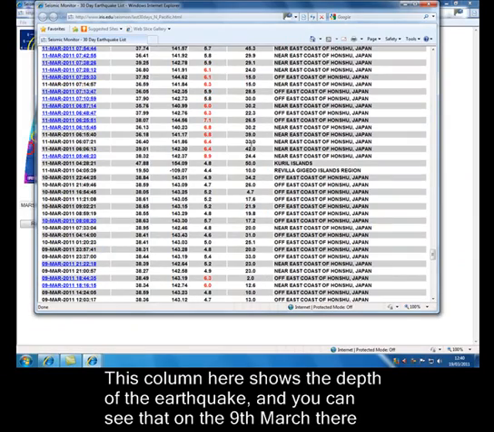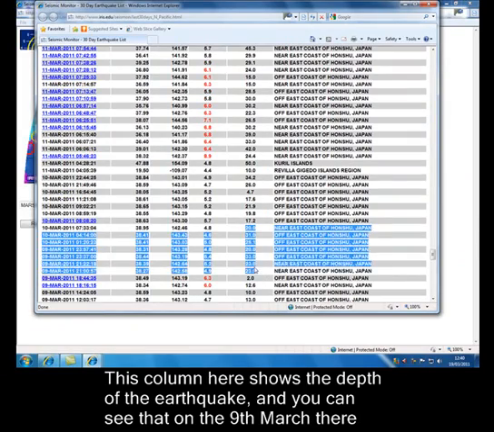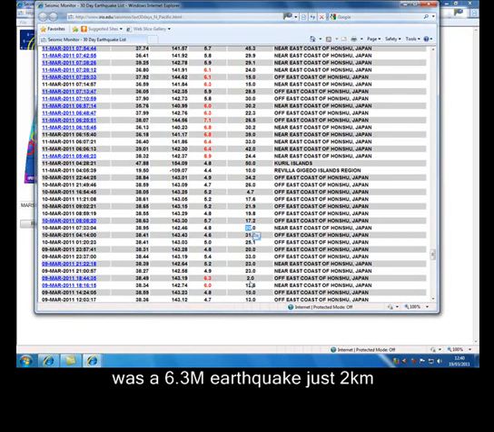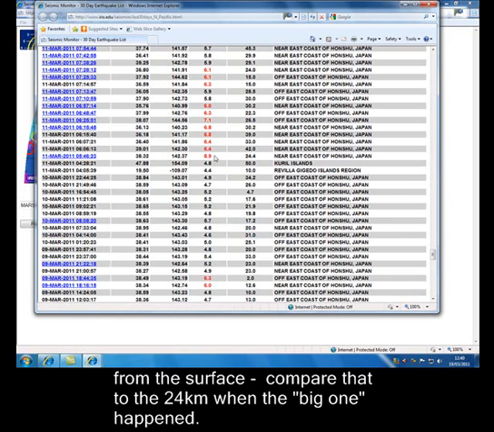This column here that we can see shows the depth of the earthquake, and you can see on the 9th of March there was a 6.3 earthquake 2 kilometers from the surface. Compare that to the 24 kilometers that the big one happened.